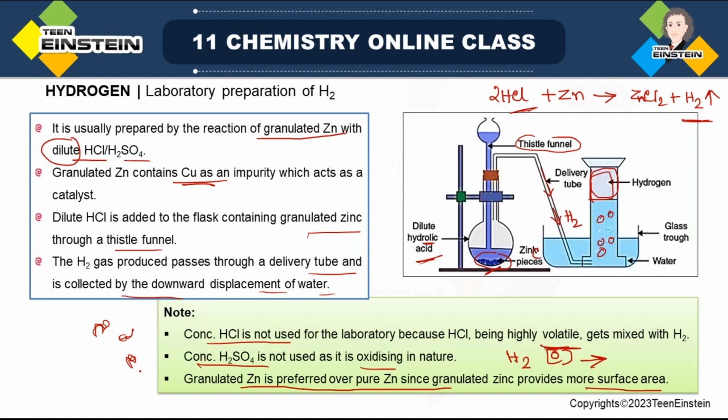Higher surface area matters because the reaction actually occurs on the surface of this metal. So the more surface area, the more the acid can come into contact, and the more will be the reaction. Okay. So in this way we produce hydrogen in the laboratory.